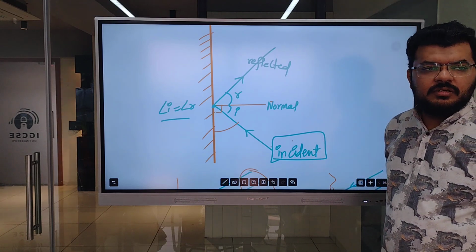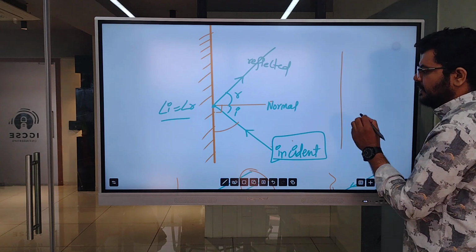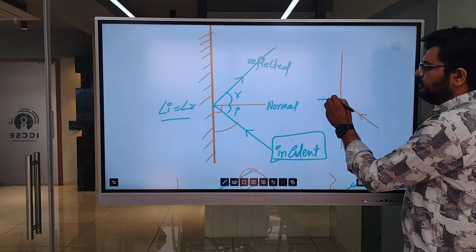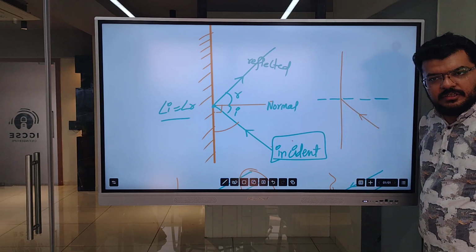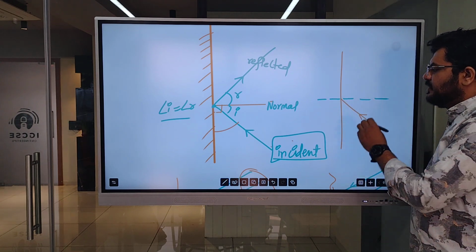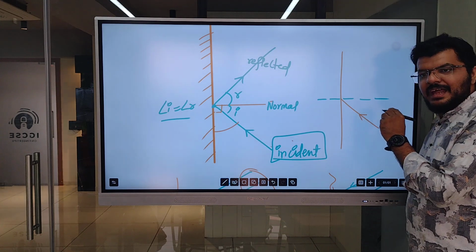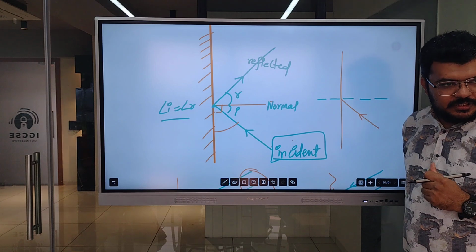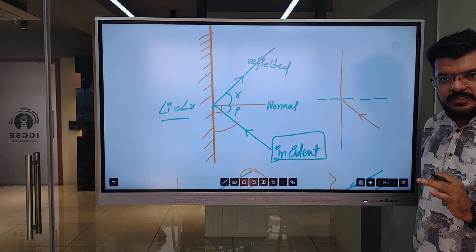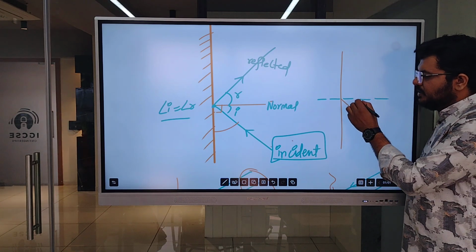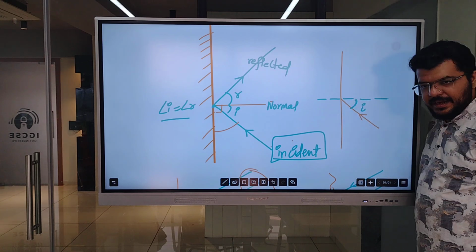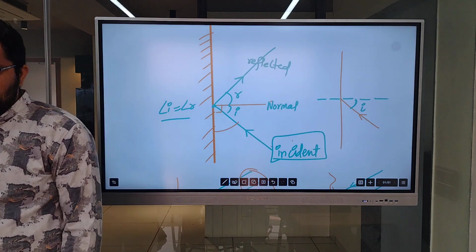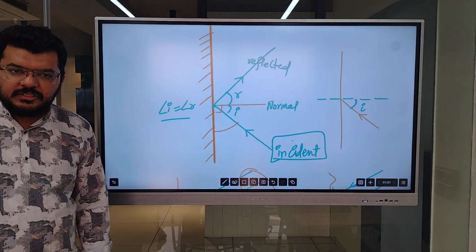So normal, meaning any surface, right? Let's say this is your incident ray. I should be able to draw a normal here, right? Why is normal necessary? Because if the light passes through this normal, it reflects back in the same direction. That is what normal tells us. Now this angle between the normal and the incident ray, what is this ray called? Incident ray, is known as angle of incidence, right?